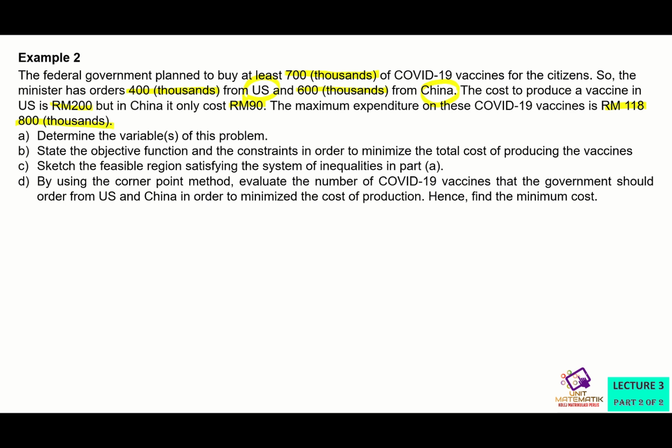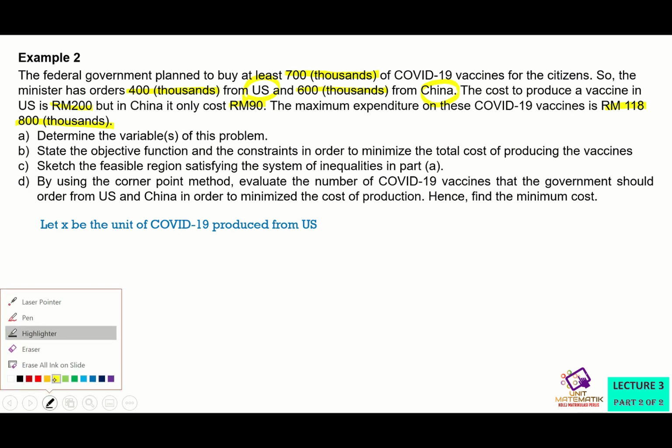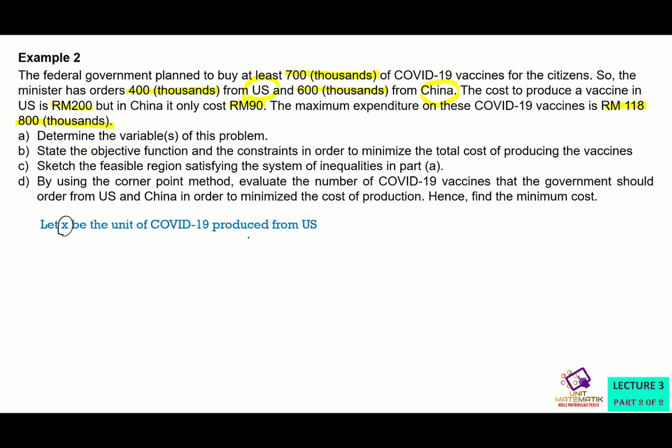A. Determine the variables of this problem. So here, the variables are: let X be the unit of COVID-19 vaccine produced from the US, and let Y be the unit of COVID-19 vaccine produced from China. So these are our variables. And then we need to state the objective function.